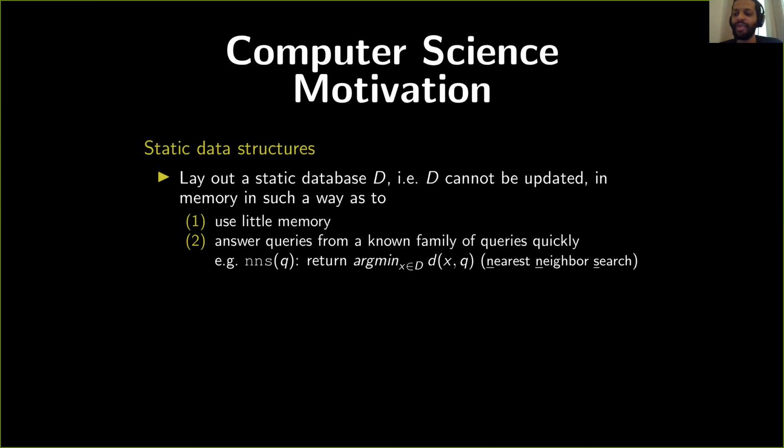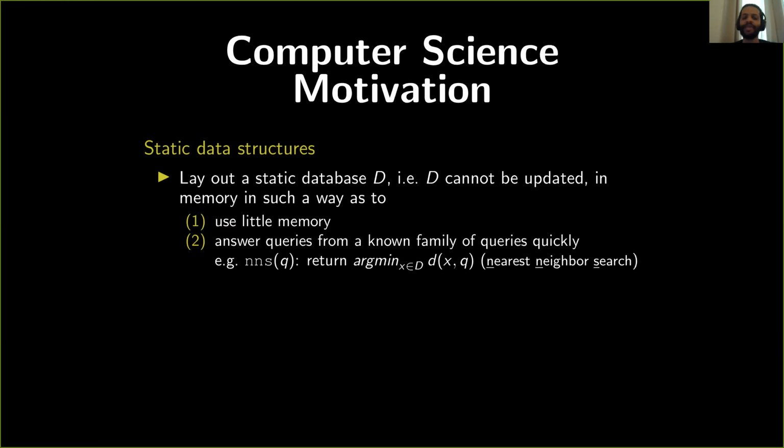The dynamic version would be where you're allowed to update the database. I'm allowed to remove, let's say, a vector from the database or insert a new vector or change things in the database. Static means the database doesn't change. Okay, and what do you want from your static data structure typically for any data structural problem? You want to use little memory, and you want to support answering queries from a known family of queries quickly, meaning every time there's a query, you can answer that query quickly. Another thing you probably also want is fast pre-processing time. Given the database, how long does it take you to create the data structure on that database?